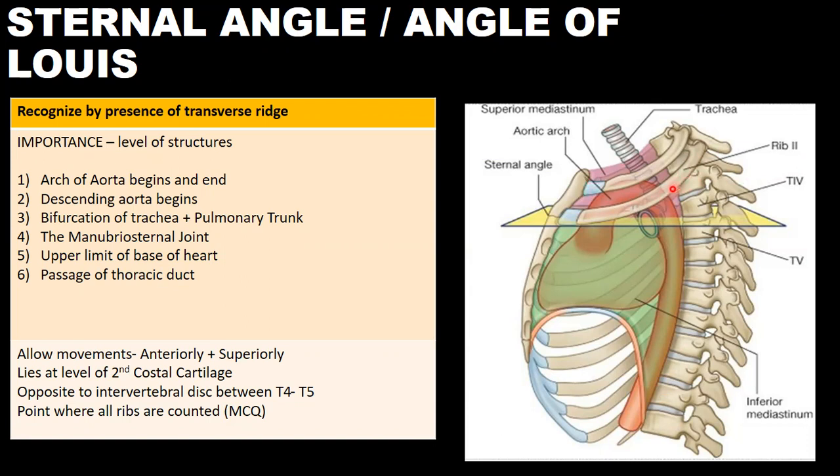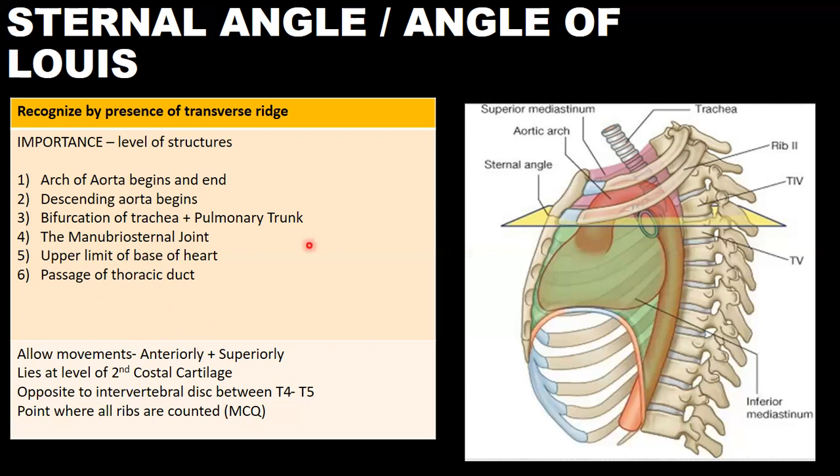Another one is the level of the intervertebral disc, that is from T4 to T5. You can see the intervertebral disc over here. Then we have the plane of separation between the superior mediastinum and the inferior mediastinum, and the sternal angle is between them. Then we have the arch of aorta, you can see in red over here, which begins and ends at this level.